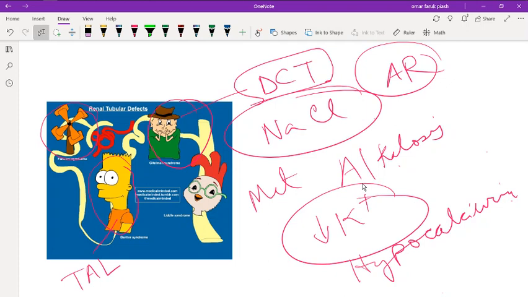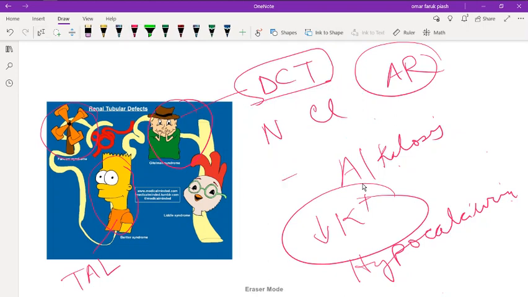The drugs that actually act on the DCT are thiazide diuretics. It presents similarly to lifelong thiazide diuretic use, and it is less severe than Bartter syndrome.